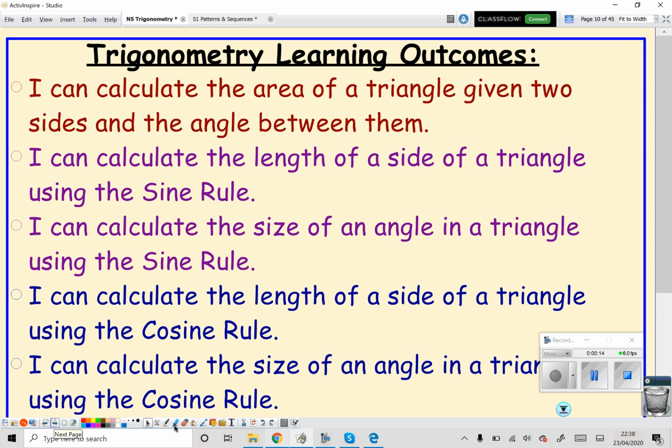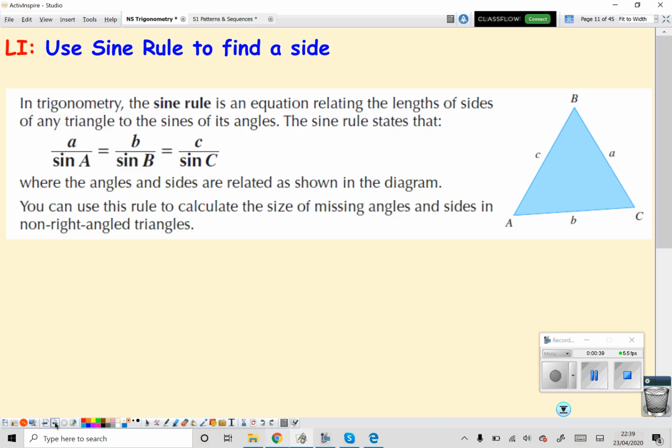So the previous video was all about the first bullet point there, finding the area of a triangle. And hopefully you managed to complete the little extension video as well on working backwards. This video is going to take a wee look at the second bullet point here. I can calculate the length of a side of a triangle using the sine rule. So let's have a wee look at what the sine rule is.